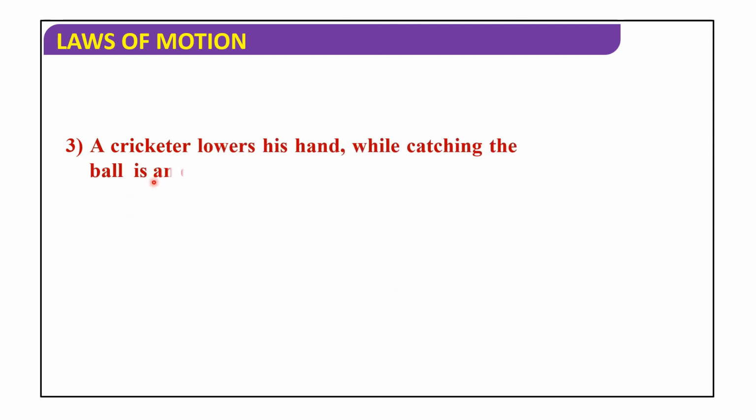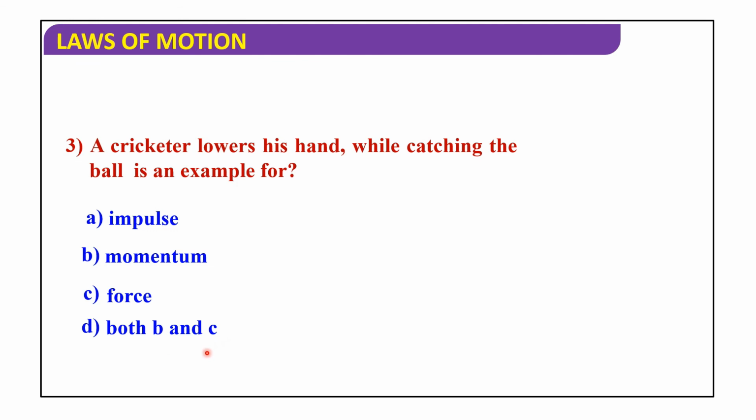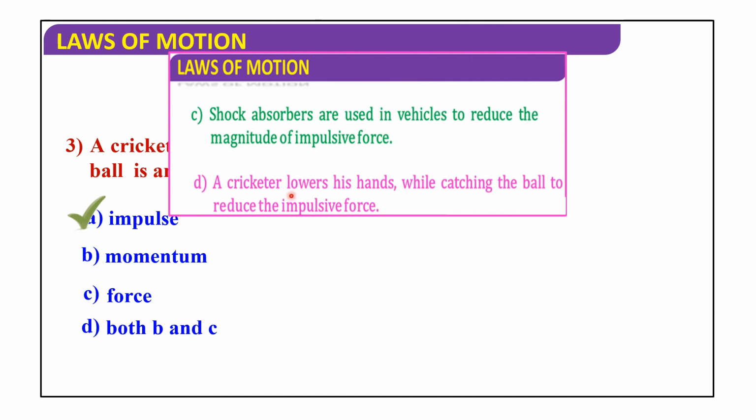A cricketer lowers his hands while catching the ball is an example for: impulse, momentum, force, or both B and C. So a cricketer lowers his hand while catching the ball is an example for impulse. Okay. Here a cricketer lowers his hands while catching the ball to reduce the impulsive force.